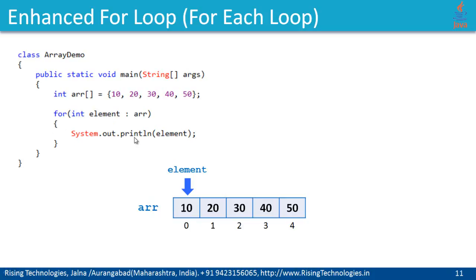So the system.out.println statement, when this element variable is used, it actually prints this 10. When the next execution of this for loop occurs, the same element variable is now going to represent the second element in your array. So this is how we can visit each and every element of this array using this for each loop. Let's see this thing in action.